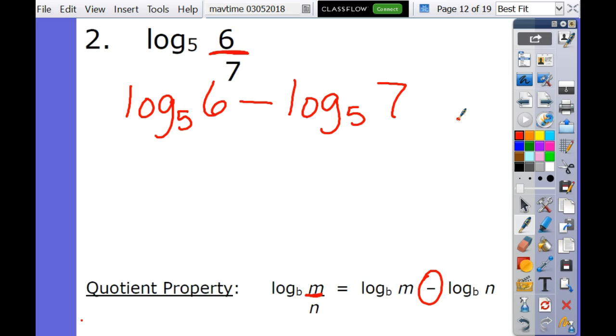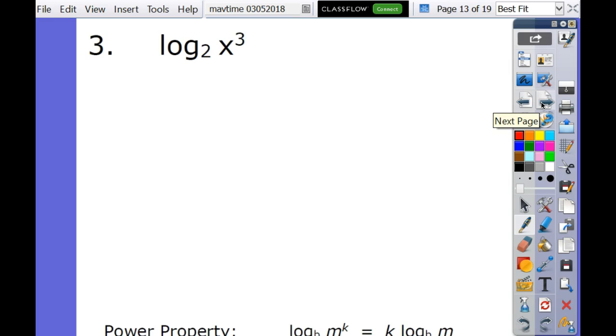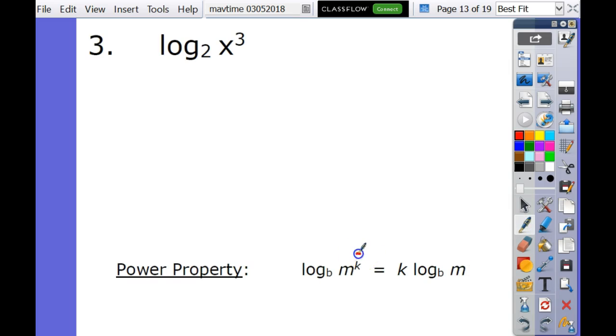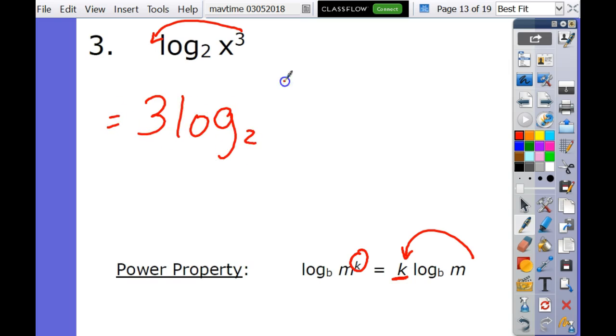Why would I want to do this? Well, this is going to be one part of solving for an equation. So, do you see that x is raised to the third power? So I will use the power property, and on the power property, the power comes from over here out in front. This is going to be one of the most useful properties when I am solving equations. So this power is going to come out in front of the log base 2 of x. And that's going to help me solve for x when I have some equations that I'm going to be solving.